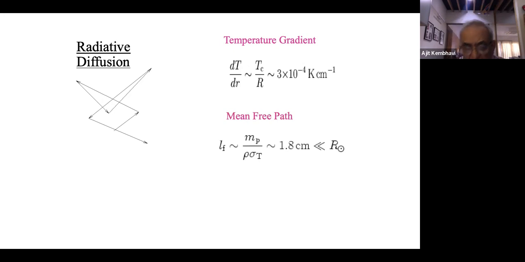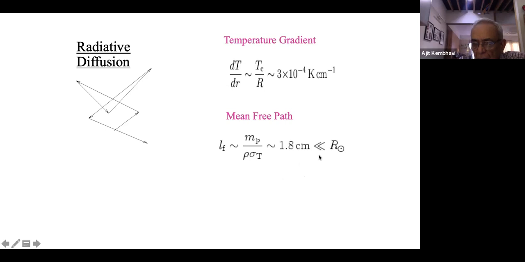Now the other quantity that we need is the mean free path. If the photon is being scattered around by the electrons, what would be the average distance it travels between two scatterings? I could derive this very easily for you, but the mean free path is approximately given by the mass of the proton m_p divided by the average density times sigma_T, where sigma_T is the Thomson scattering cross section, which you know is 6.6 into 10 to the minus 25 centimeters squared. The density is about, as I told you yesterday, the average density of 1.4 grams per centimeter cube, and the mass of the proton is 1.6 into 10 to the minus 24 grams. You put all that in, and what you get is 1.8 centimeters.